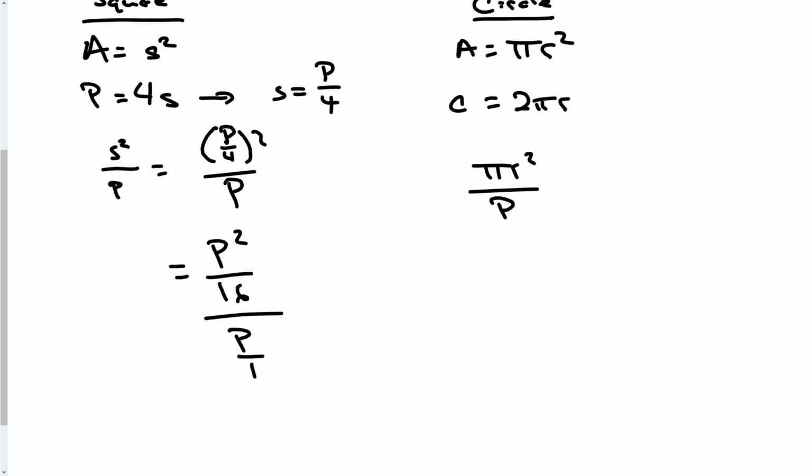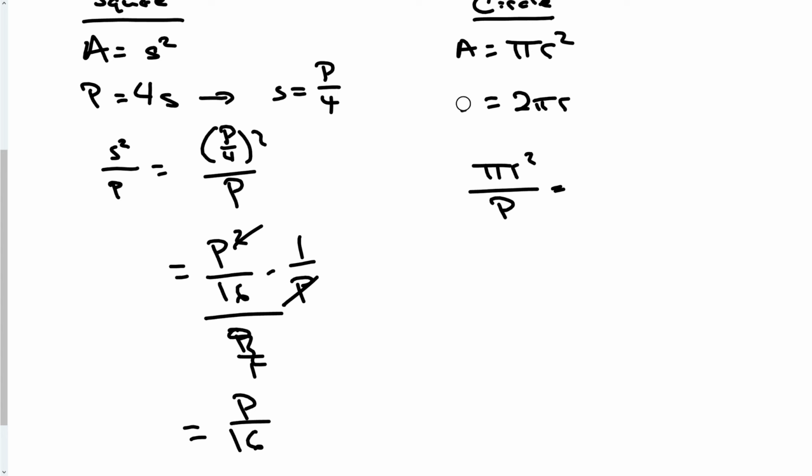To divide a fraction by a fraction, multiply by the reciprocal. So we're going to multiply by 1 over p. This one cancels with this one. And my expression is p over 16. Okay, how did that help me? It didn't yet, but let's do the same thing over here.